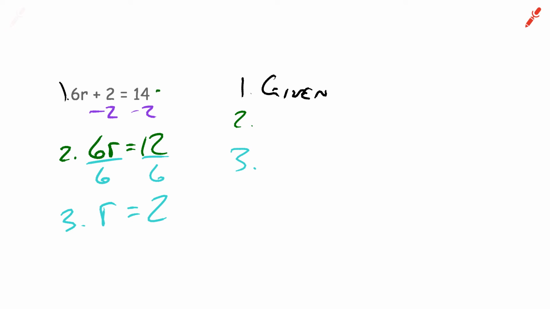How did I get from black to green? Everyone should be able to see that I subtracted 2, right? So from black to green, I subtracted 2 from both sides.